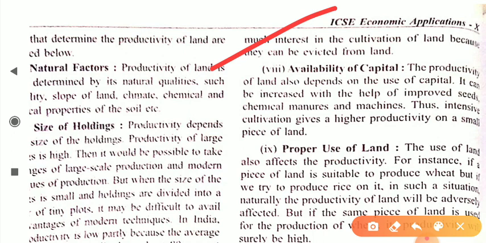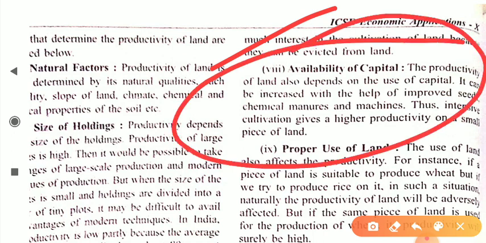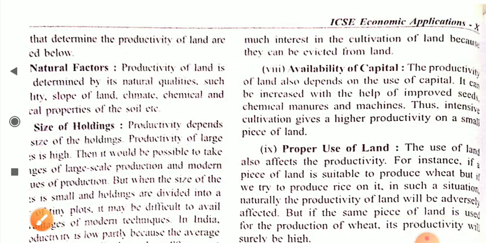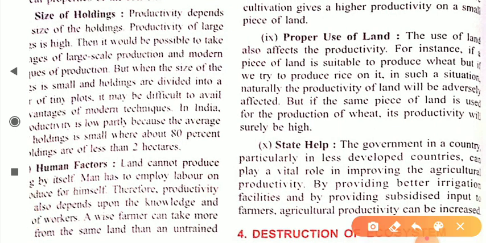Okay, the next one is availability of capital. The productivity of land also depends upon the use of capital. It can be increased with the help of improved seeds, chemical manure and machines. If you are using good equipment like these, good fertilizer, good machines, then definitely because of availability of capital, the productivity of land increases. And the next point is proper use of land. Land should be used in a proper manner. The last one is state help. If the government provides help in the development of land, in the development of agriculture, like different subsidies provided by the government, then the productivity of land can be increased.